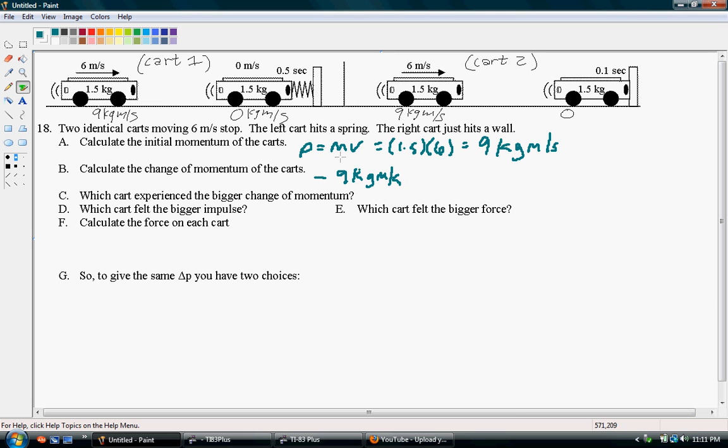Alright, remember, change of momentum is synonymous with our impulse. Impulse is our change in momentum. So we have an impulse of negative 9 kilogram meters per second. So remember, we have our momentum before plus or minus impulse equals our momentum afterwards. Well, this has to be negative 9 in order for this plus this to equal 0. Alright, moving on.